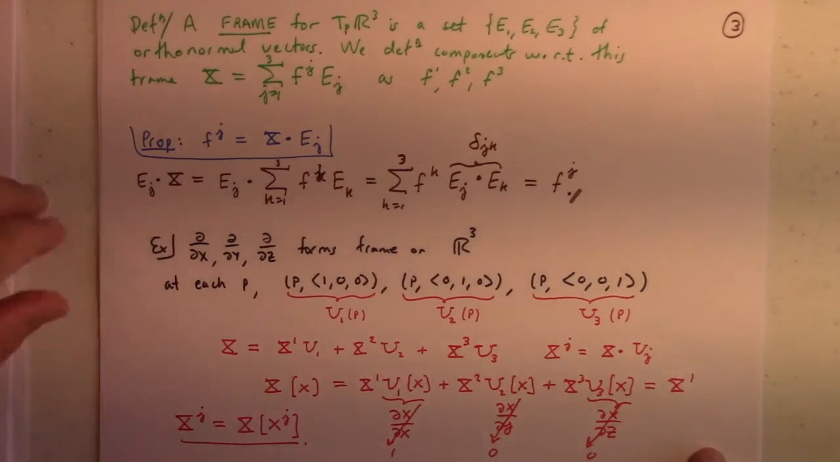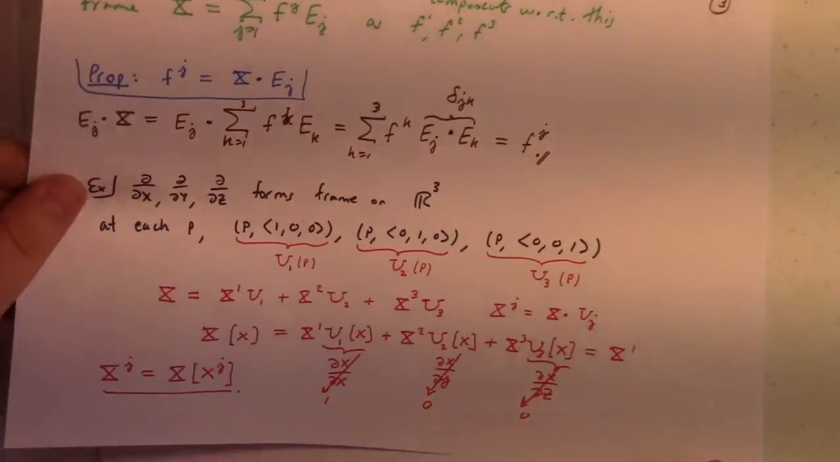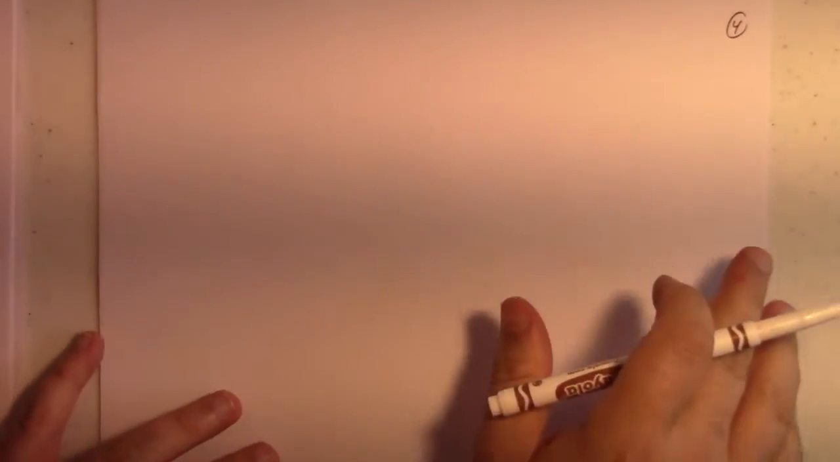Okay, so obvious next question, we like dot products. What happens with the frame and the dot product? Well, if you talk about a frame and dot product, right?